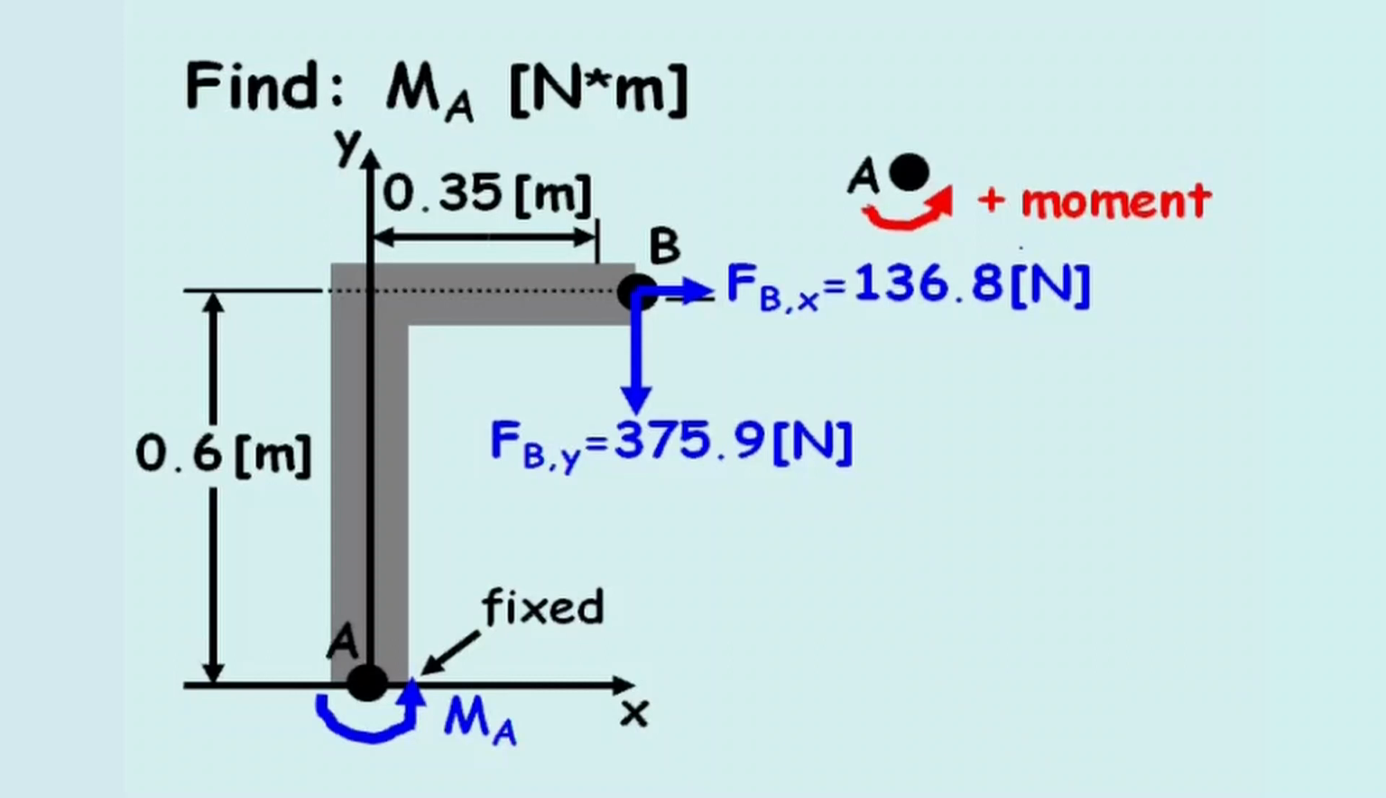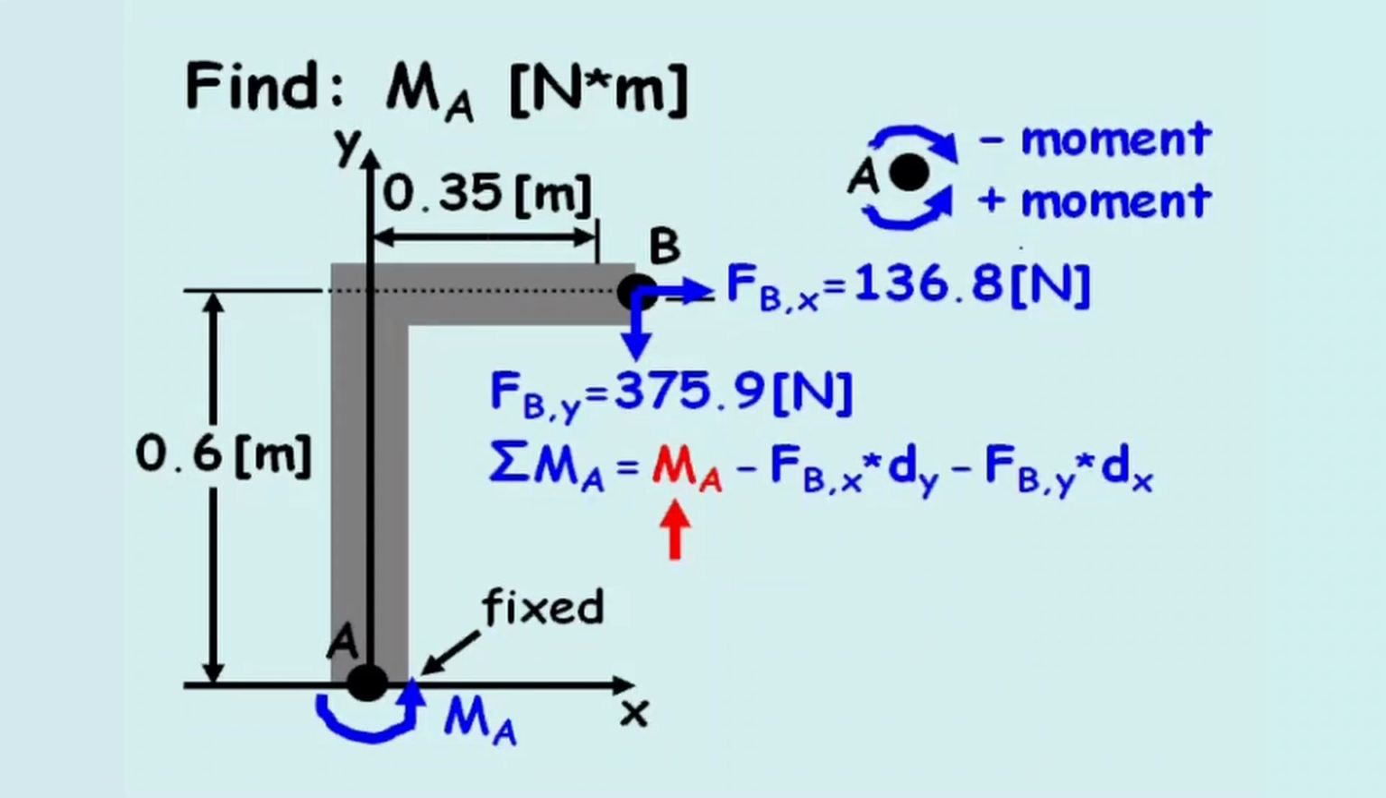point A as a negative moment, then the sum of the moments equals the moment at point A minus the horizontal force, F sub bx, times the distance to the horizontal force, dy, minus the vertical force, F sub by, times the distance to the vertical force, dx.